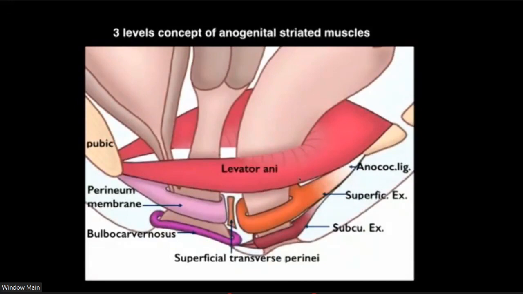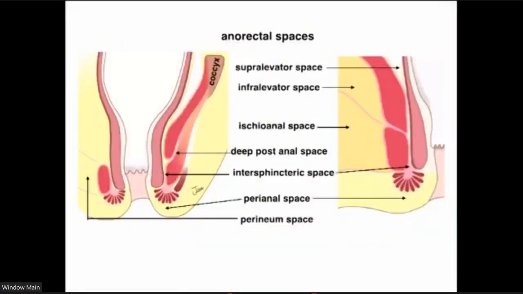And of course, the abscess and fistula pass or laminate between these muscles, between, not through the muscle. And there are many spaces. You can see we have perineal space, which needs explanation, but we do not have time. We have perianal space, we have intersphincteric space, we have deep postanal space. I think we will explain later in another lecture.